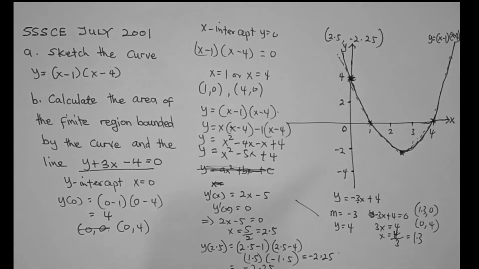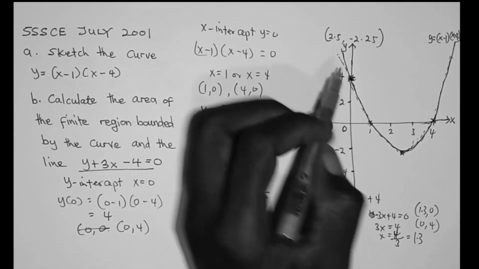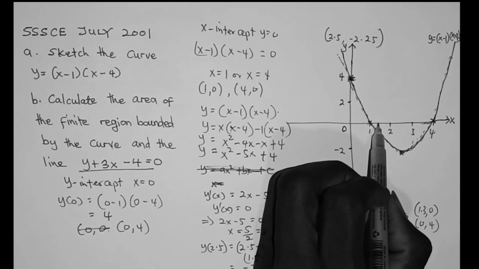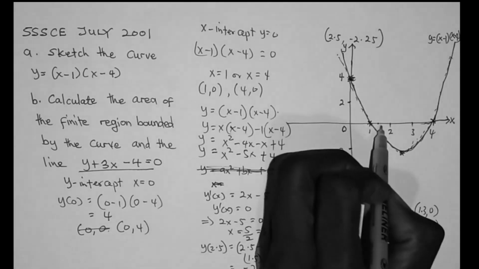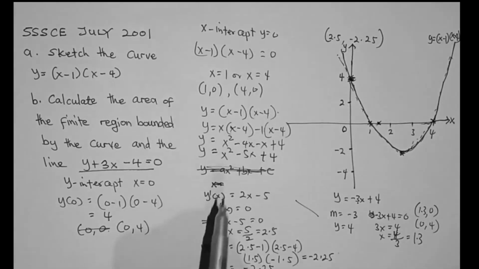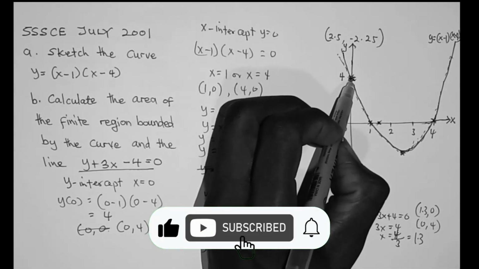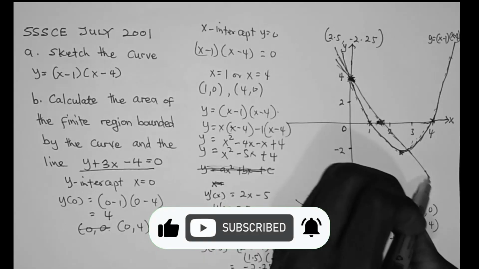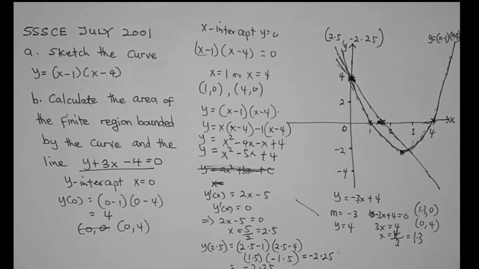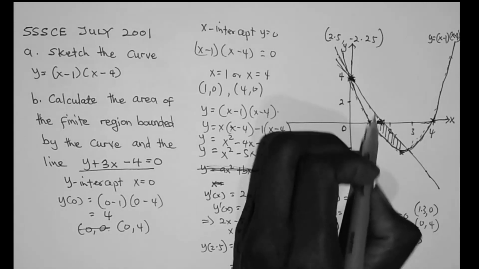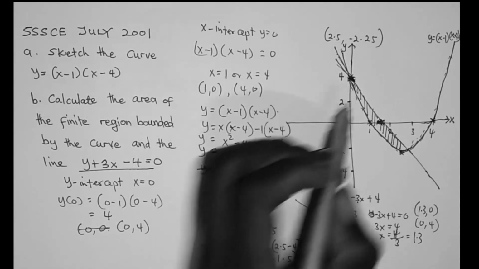So let's plot it. This is 0 and 4, and then 1.3 and 0. This is 1.3. It is a little bit above 1. So the straight line is going to look like this, and this is how the curve is going to look like. This is the region of space that we are going to calculate the area for.